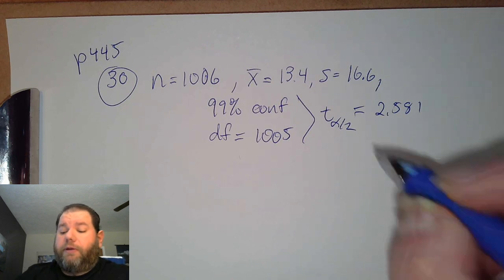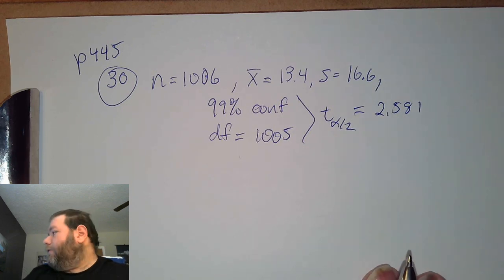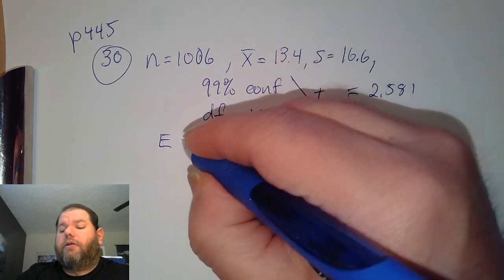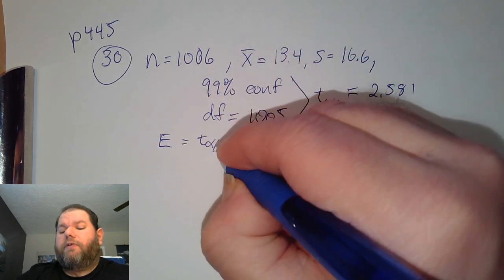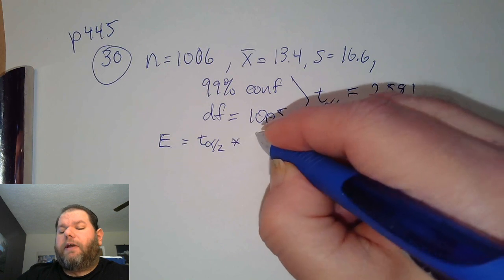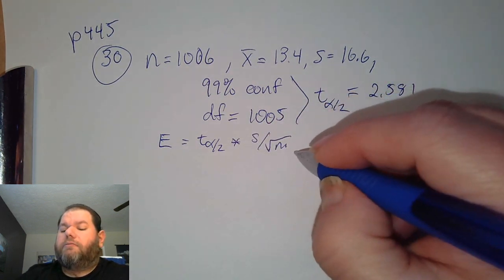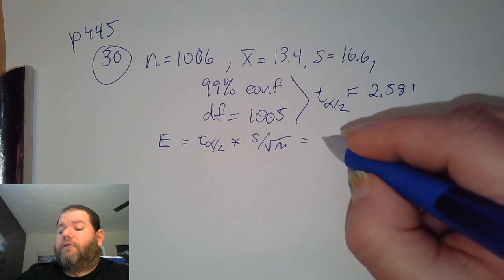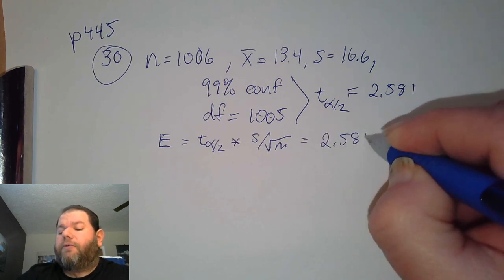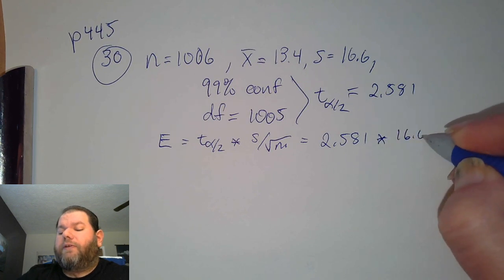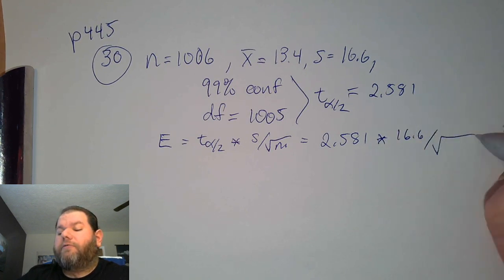So we have that. We have 2.581 now. So we calculate E, which is T alpha over 2 times S divided by square root of N. So 2.581 times 16.6 divided by the square root of 1005.